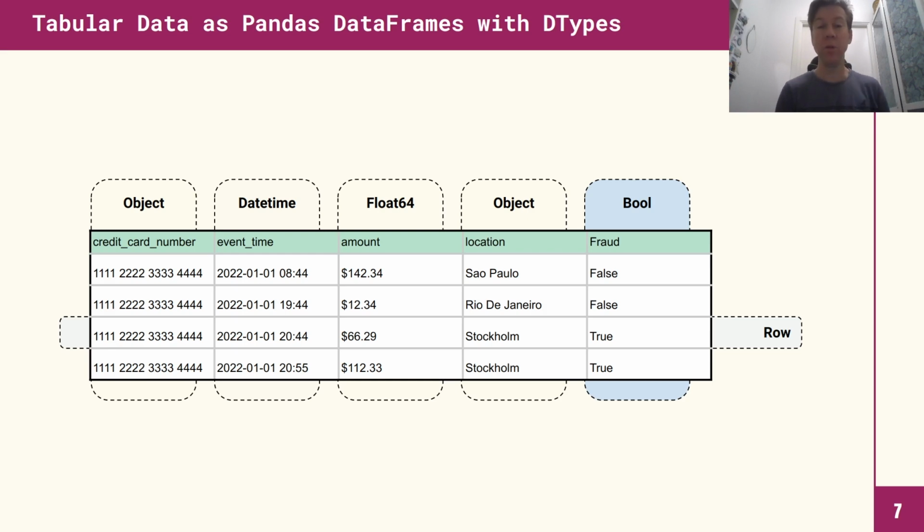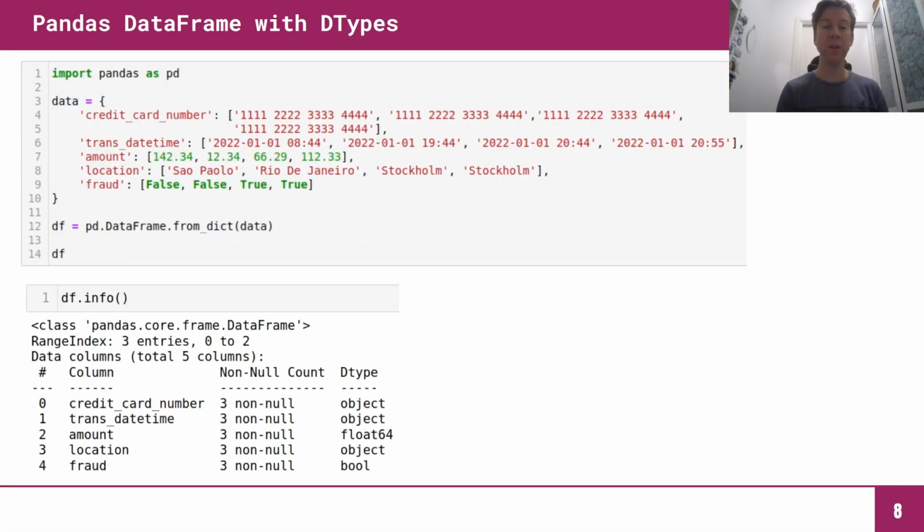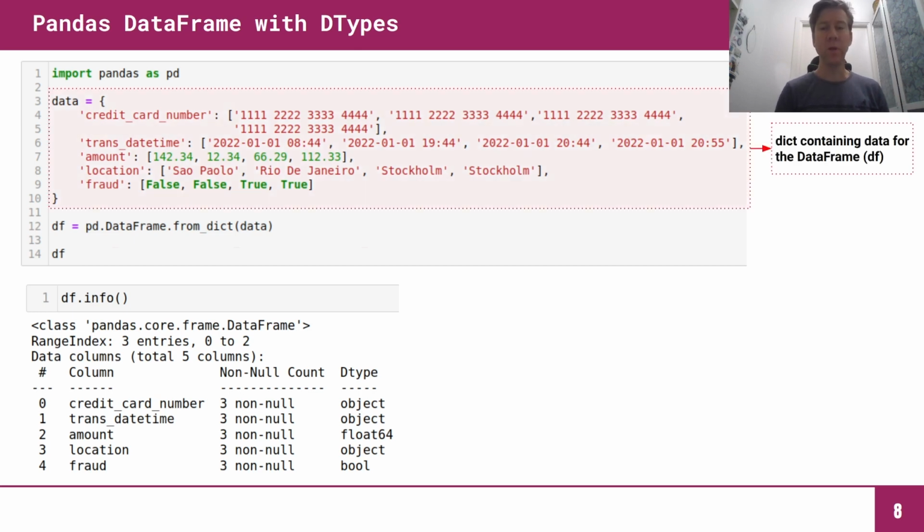These are the column types, or in Pandas we call columns series, and we're going to manipulate these Pandas DataFrames with Python code. It's going to be a simple Python program, so let's look at a very simple example. We're going to start with a dict in Python, and this dict contains the same data that we saw on the previous slide. It has the credit card number as a column, and then 4 values in that column. We also have the trans date time column, the amount column, the location column, and the fraud column, and all of the values for those columns are defined here in this Python dict. So this Python dict will contain the data that we need to create the data frame from.